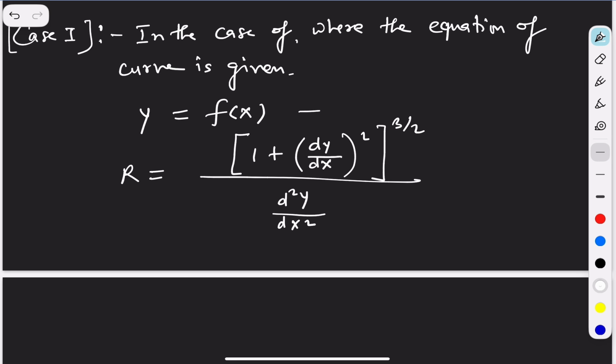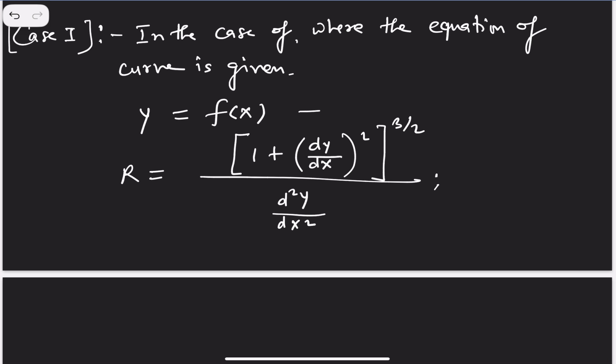So guys, suppose you solve this, dy by dx and d square y by dx square, you will get a general function of r. In that general function, if you put the value of x, you will get a specific radius of curvature for that particular coordinate. So if you put a particular x, you will get a particular radius of curvature for that local segment of the curve. I hope you're getting my point.